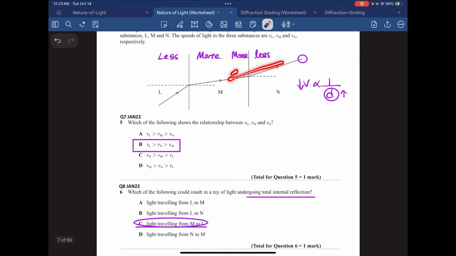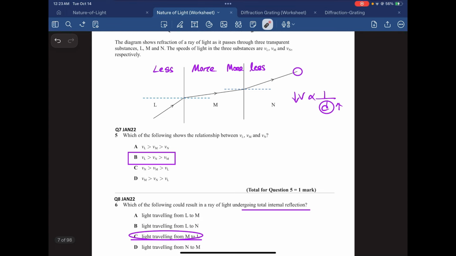So N to M means again from less dense medium to more dense medium. So it is not satisfying the first criteria, which is that the light should be traveling from more dense medium to less dense medium, which only satisfies option C. So C is going to be our correct answer.